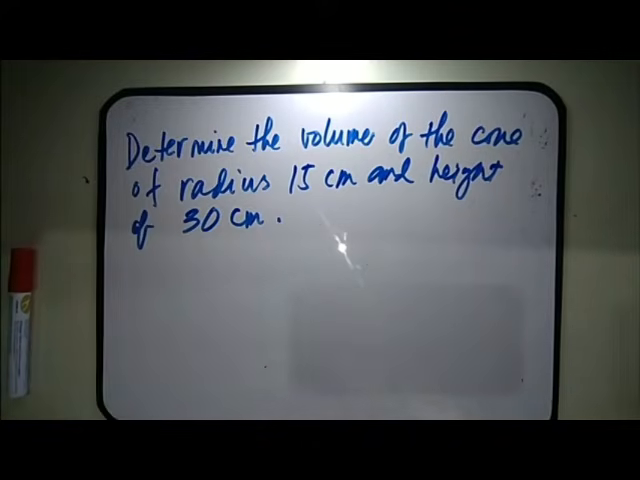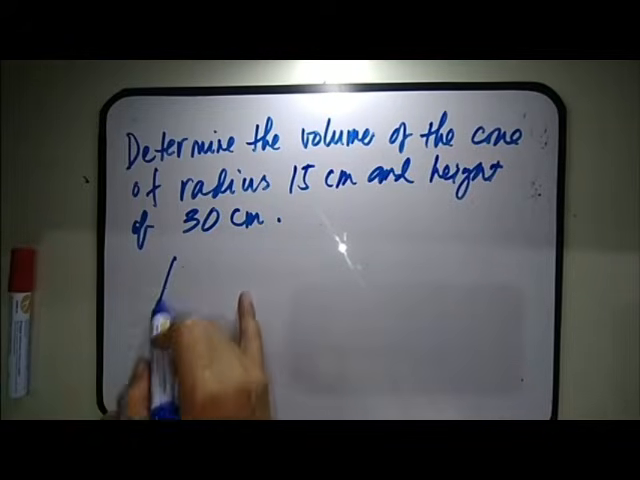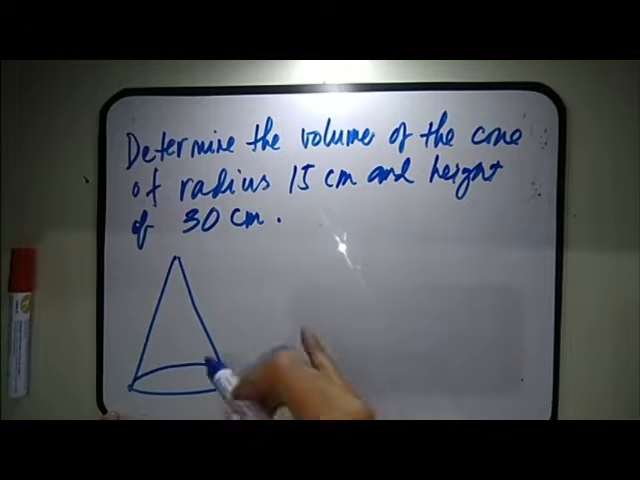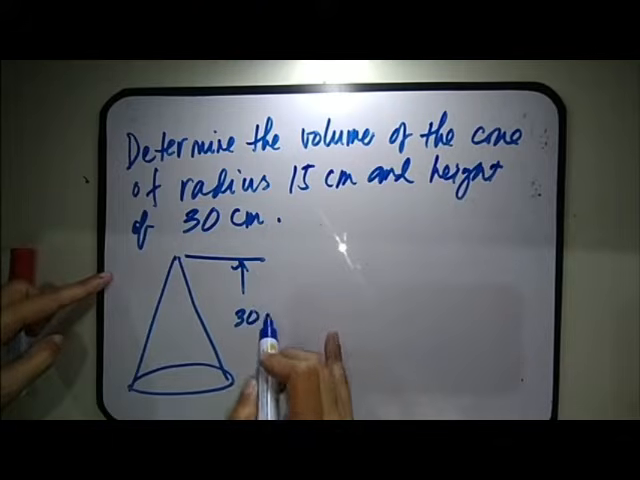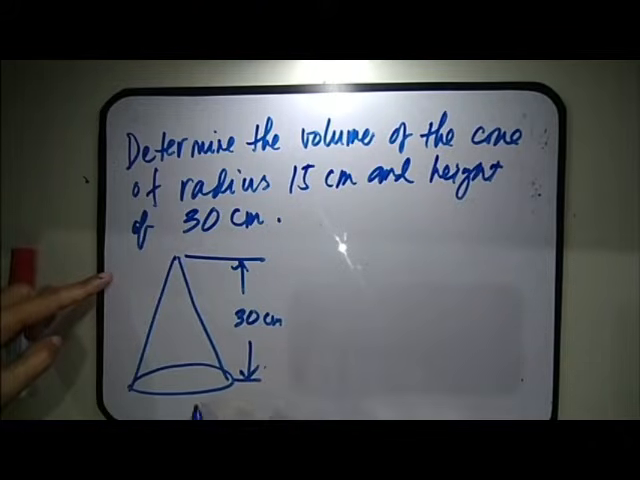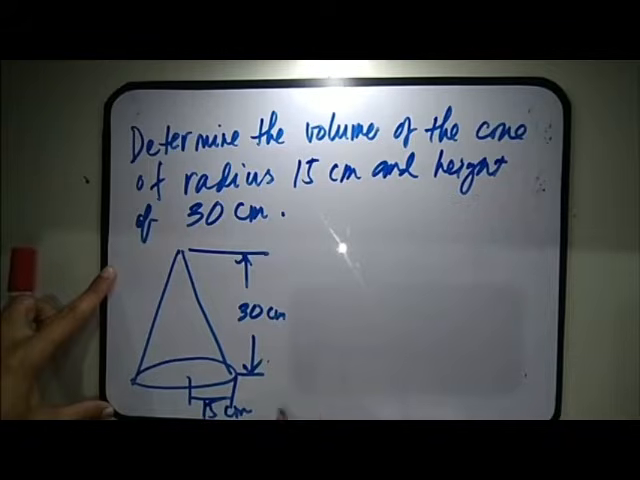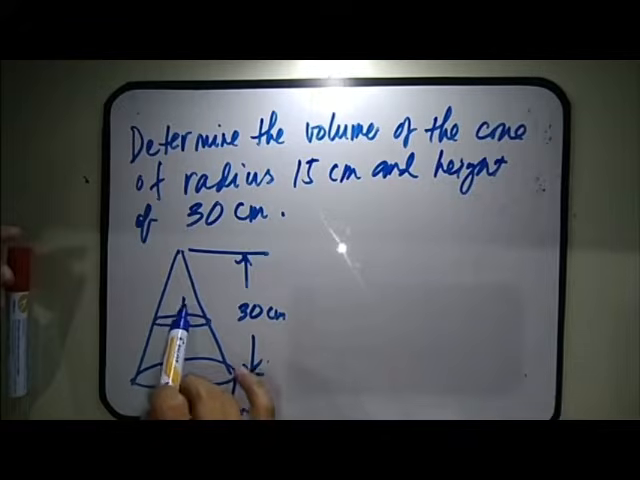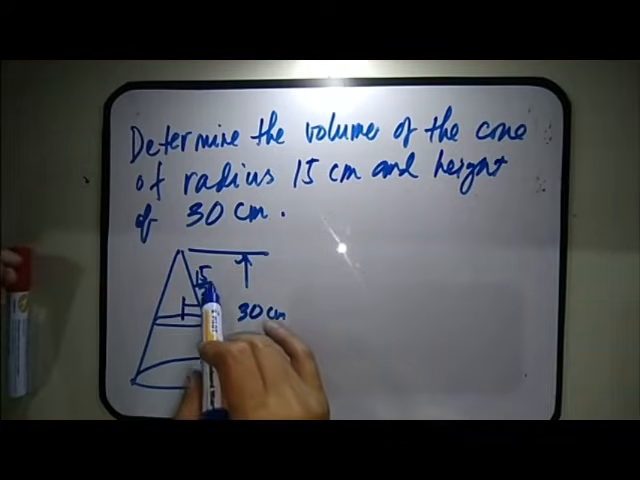So in this next problem, we determine the volume of a cone with a radius of 15 cm and a height of 30 cm. So we have a cone. Its height is 30 cm and its radius is 15 cm. Based on what we solved earlier by ratio and proportion, the radius at the mean height is just 1/2 of the bottom. So, this is 15 over 2 cm.